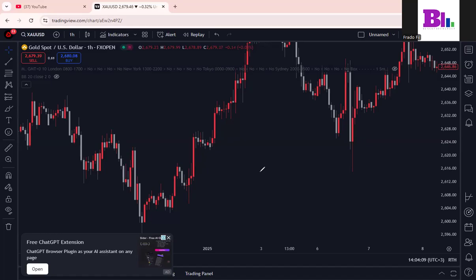Okay, the third point, which is very important, and most people get confused here because they are not aware, is what we call mitigation. For any order block to be a valid order block, it must not be mitigated. So make sure that mitigation has not taken place on that order block. So what is mitigation? Mitigation is just a very simple concept.